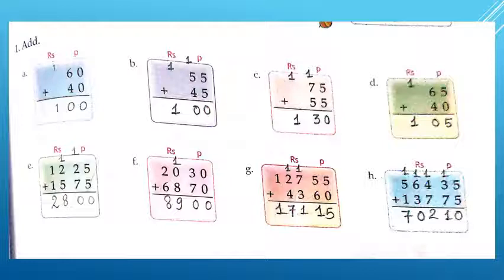Next F part, when you add 20 rupees 30 paise and 68 rupees 70 paise, you will get answer as 89 rupees 0 paise. Or you can say 89 rupees. Now the answer of G part is 171 rupees and 15 paise. Now children, the answer of H part is 702 rupees and 10 paise.